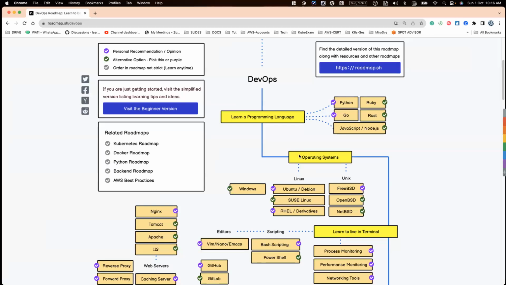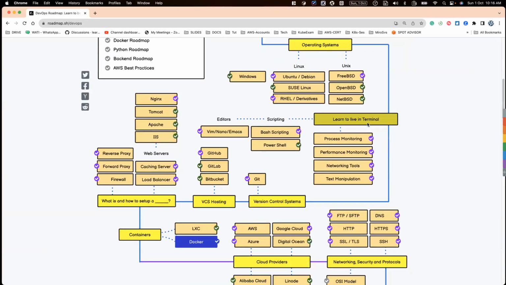Now coming to the operating systems, we're going to go with the Red Hat version, and you're going to understand how you deal with an operating system and different processes. Everything in purple color, you need to learn. You will go with that. And in scripting, again, bash scripting is there. In editors, we'll learn VI. And coming to version control systems, you're going to learn the Git versioning tool. And for VCS hosting, we also use GitHub.